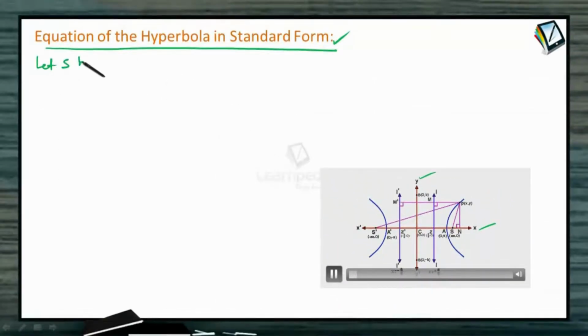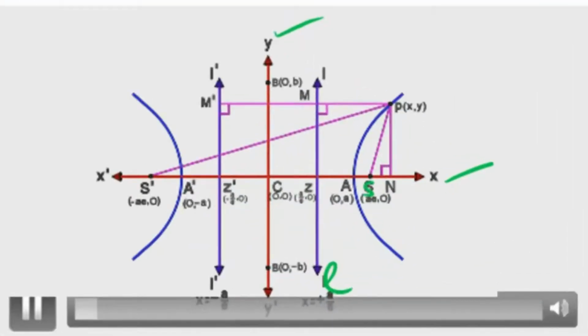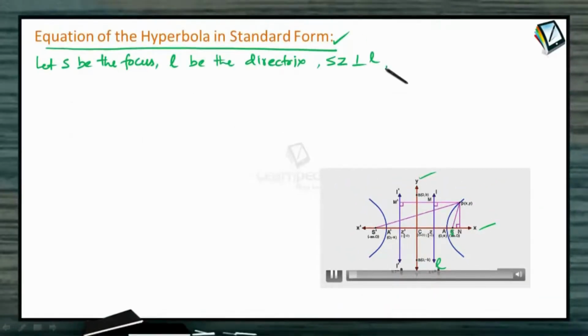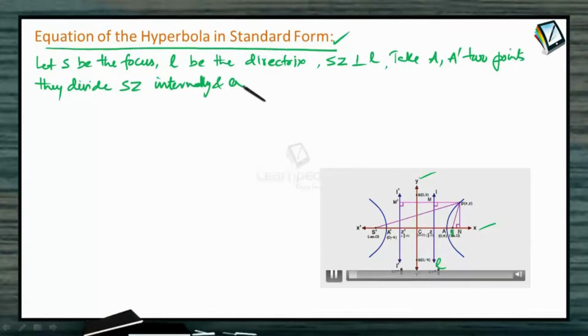Let S be the focus, that is the fixed point, and L be the fixed line. That's what you call the fixed line, the directrix. And let us take SZ perpendicular to the line L. The line joining S to Z is perpendicular to the line L. And let us take A and A dash as these two points. These points divide SZ internally and externally in the ratio e is to 1.